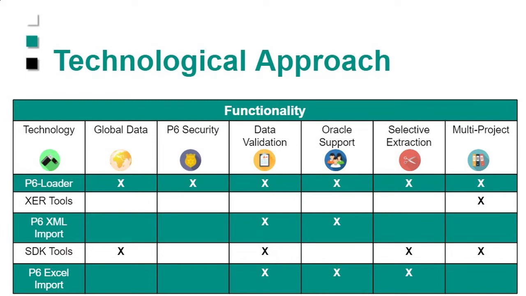It's supported by Oracle because we go through their web service and APIs. And in fact, P6 Loader is on the Primavera store at Oracle, so you can actually get it there. And we're pretty proud of that. It was the first third-party utility that was on that store. It lets you selectively extract what you want, and it lets you extract as few or as many projects as you want at the same time.